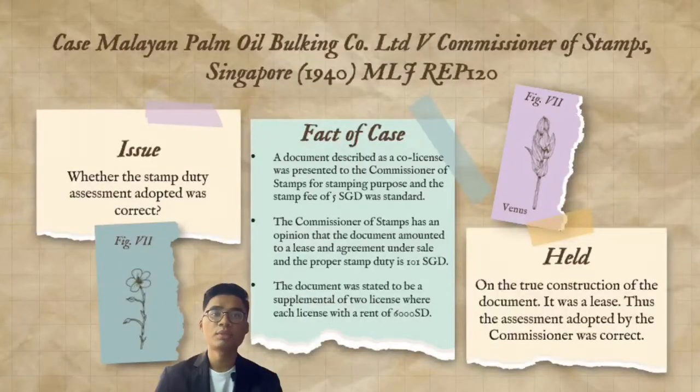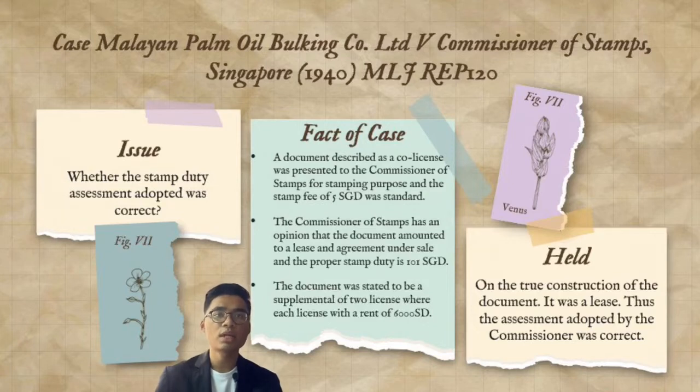The third case under this principle is Malayan Palm Oil Bulking Company Limited versus Commissioner of Stamps Singapore 1940. The case is about a document described as a licence presented to the Commissioner of Stamps for stamping purpose, and the stamp fee of 5 Singapore dollars was tendered. The Commissioner of Stamps was of the opinion that the document amounted to a lease and agreement for sale. Thus, the Commissioner of Stamps certified that the proper stamp duty is 101 Singapore dollars, basing his assessment on the ground that the lease was for a period exceeding 3 years at annual rent of 6,000 Singapore dollars and certain charges of pumping oil.